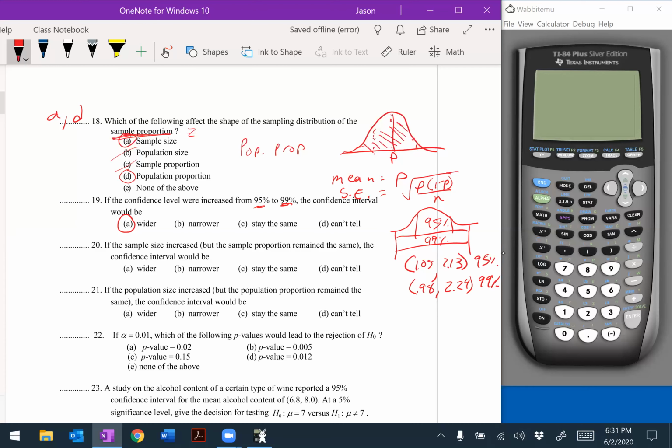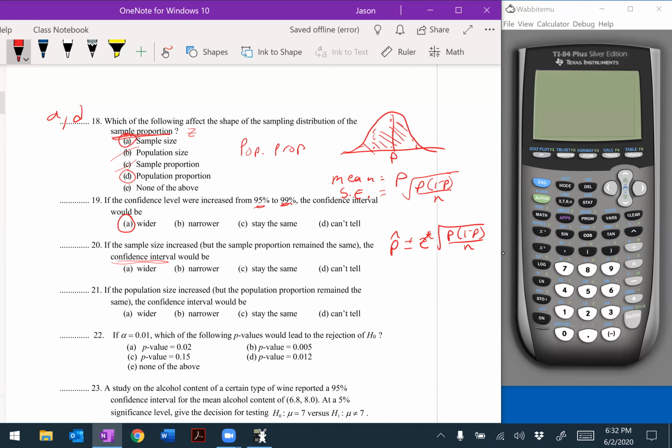If the sample size increased, let's think about this for a second. Not the confidence level. If the sample size increased, but the sample proportion remained the same, the confidence interval would do what? Well, what's the confidence interval formula? It's p hat plus or minus z star times the square root of p hat times 1 minus p hat all over n. That's the formula for confidence interval.